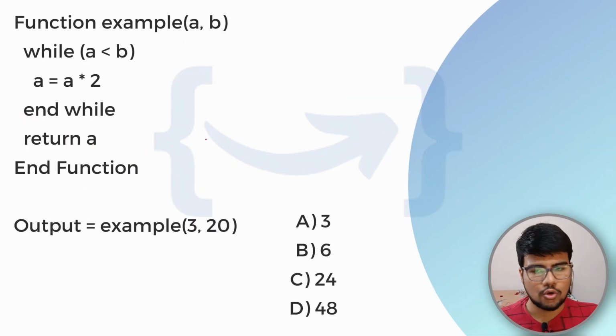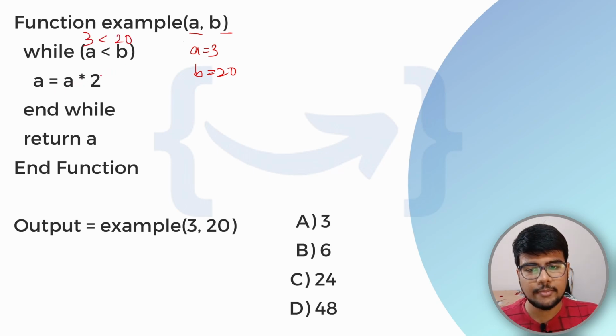So let's solve the pseudocode example where function example is given to us, a comma b, and the function body is there. So in example we are passing a value as 3 and b value as 20. While 3 is less than 20, yes, the while loop is true, then a becomes a times 2. So now a becomes 6 here. Now, is 6 less than 20? Yes, it is less than 20. Then again 6 times 2 becomes 12, and it will change here, so it becomes 12.